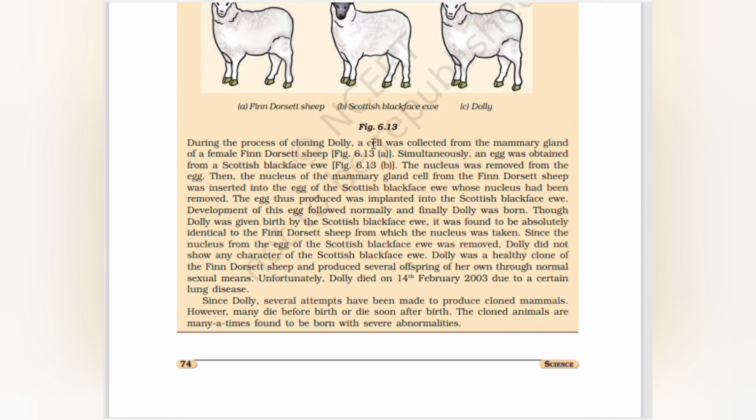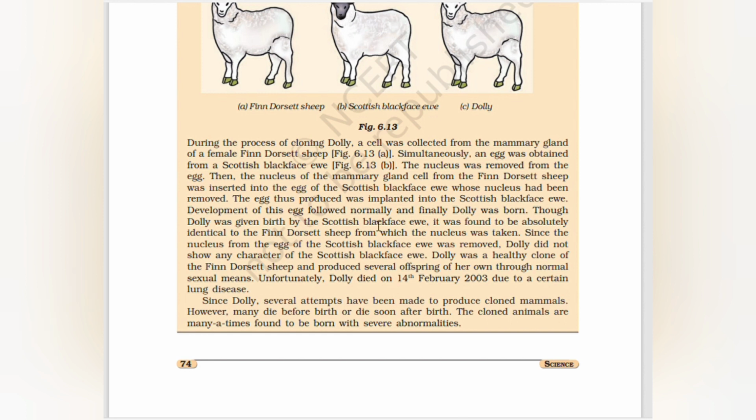During the process of cloning Dolly, a cell was collected from the mammary gland of a female Finn Dorset sheep. Simultaneously, an egg was obtained from a Scottish Blackface ewe. The nucleus was removed from the egg. Then the nucleus of a mammary gland cell from the Finn Dorset sheep was inserted into the egg of the Scottish Blackface ewe, whose nucleus had been removed. The egg thus produced was implanted into a Scottish Blackface ewe. Development of this egg followed normally and finally Dolly was born.